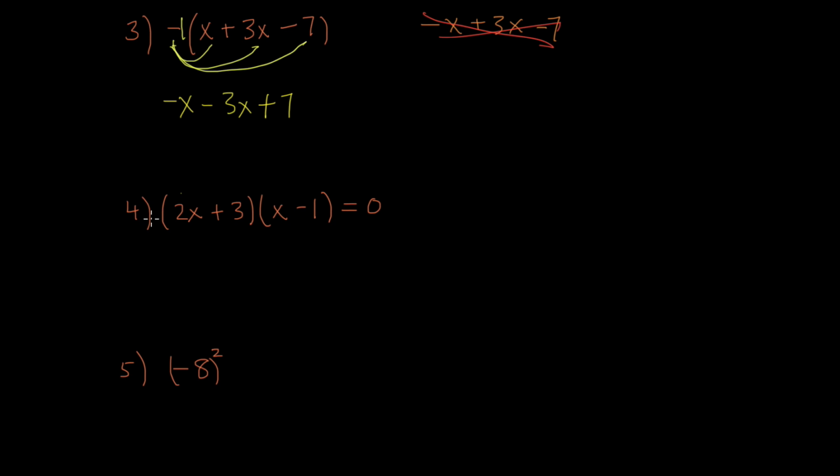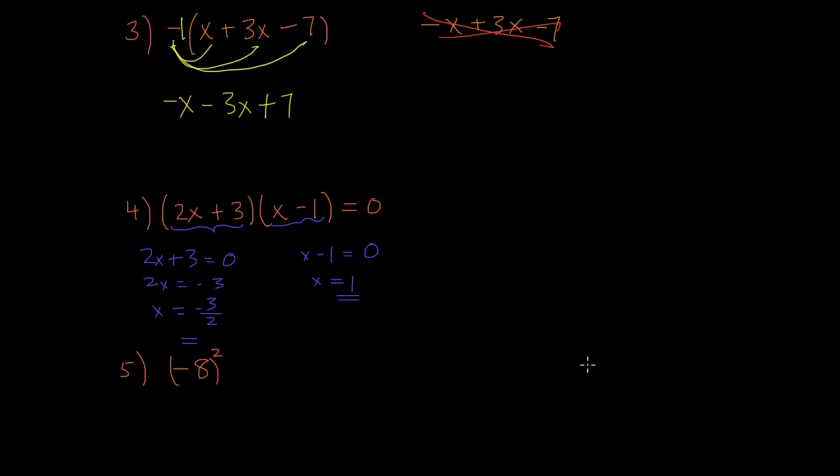Okay, so the next thing is, so I have 2x plus 3 times x minus 1 equals 0. And when something is equal to 0, we know that either this term or this term must be equal to 0. So we can set both the terms to be equal to 0 separately and solve for x. So here we'd say 2x equals negative 3, x equals negative 3 over 2. And here I'd say x equals 1. So we get our two values for x, right? Because we're saying when two things are multiplied together to equal 0, then one of them has to be 0.